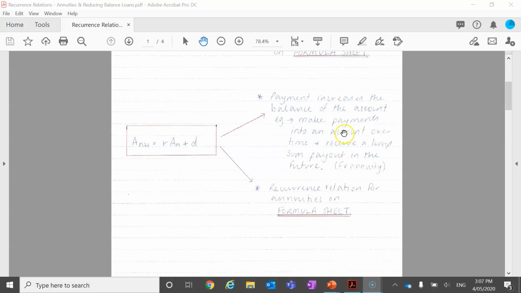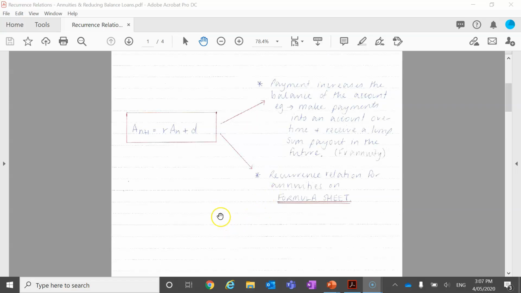So our example of that is that we would make payments into an account over time and we'd receive a lump sum payment in the future. So that's like our superannuation account while we're working. Payments get made into our account while we're working, and then when we retire, we get to access that lump sum of money in the future. So that formula is on your formula sheet as a recurrence relation for annuities.